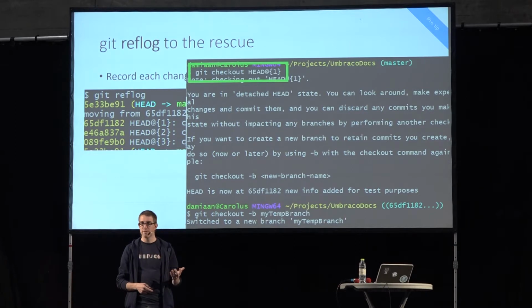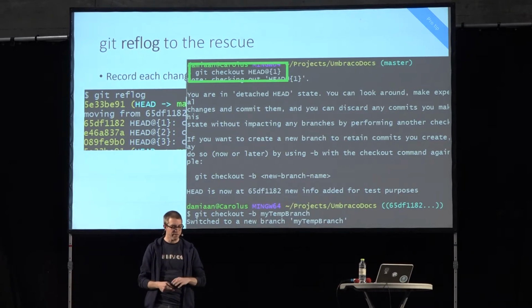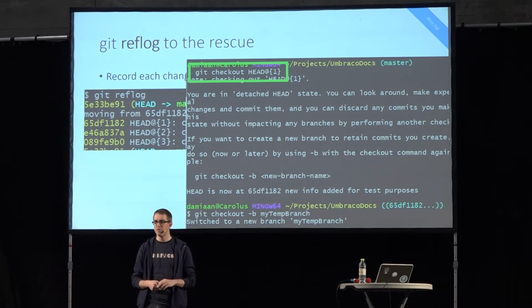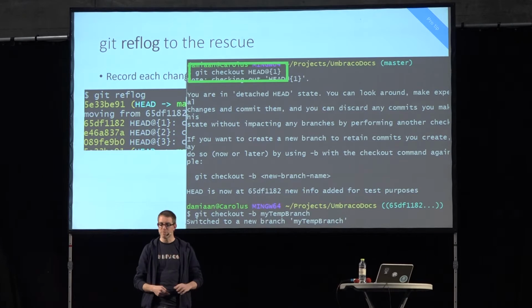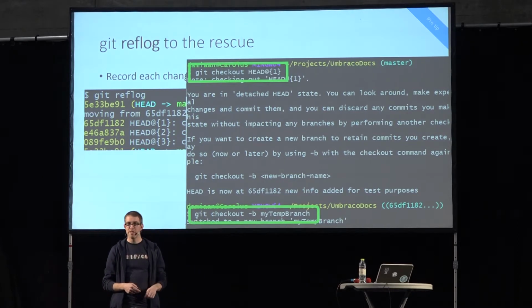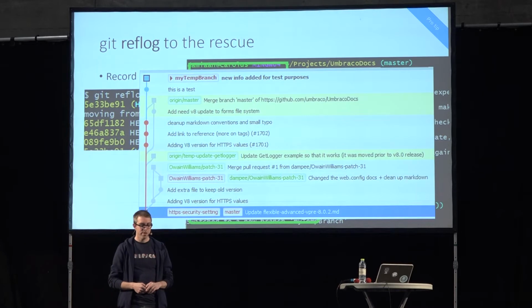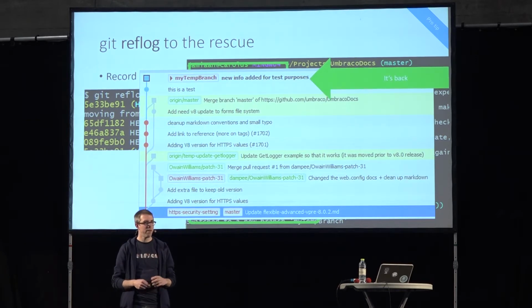I do a checkout of HEAD@{1}. I could have used the 6.5DF1182 instead of typing HEAD at curly brackets 1, but I thought, let's try it out. It works perfectly. And then at the bottom, I say git checkout -b. I create a new branch. And like that, you have your 2 commits back.